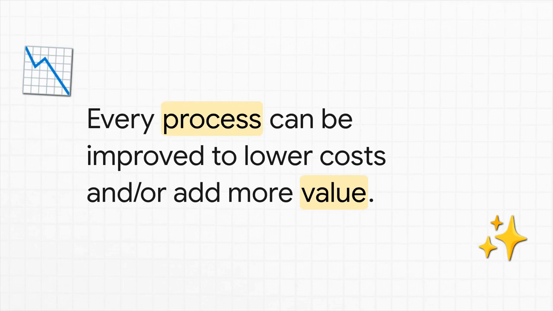So, the absolutely crucial point here is that every single process can be improved to either lower costs, add more value, or ideally, do both. The primary task of a manager is to continuously optimize the order, time, and manner of tasks in a process to maximize those profits. Continuous improvement is the ultimate goal here.